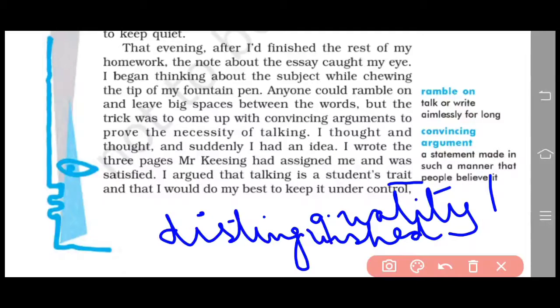Now she was fully satisfied. In that she argued that talking is a student's very special quality which most of the students have, and she will try her best to keep her talking quality under somewhat control.